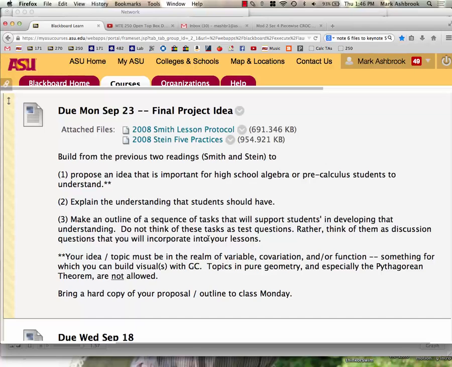Since we're supposed to build from the previous 2 readings, this weekend we're just brainstorming ideas for what we're going to be doing. But when we come to the final idea, are we supposed to say how I'll incorporate this lesson with the 5 practices from the Stein article? Should I say, at this point in my lesson I would monitor students, or is it more about this being a tool that I can use for my students?